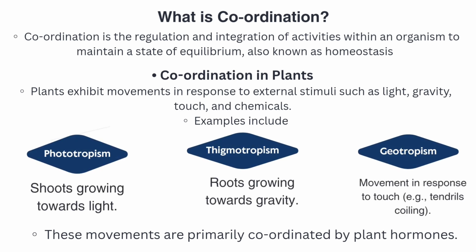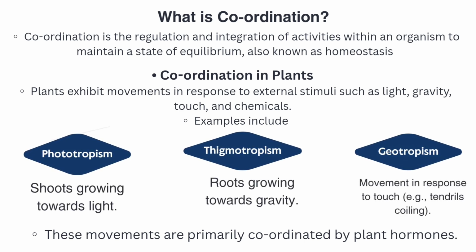Coordination means regulating and integrating various activities in the body to keep everything balanced, what we call homeostasis. Plants don't have a brain or nerves, but they still show responses to external stimuli. For example, phototropism, shoots grow towards light.